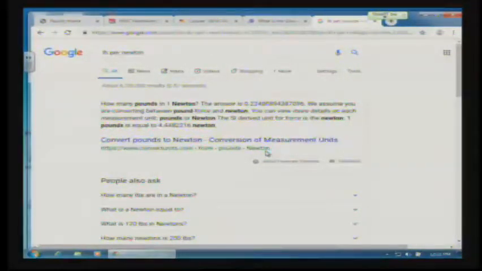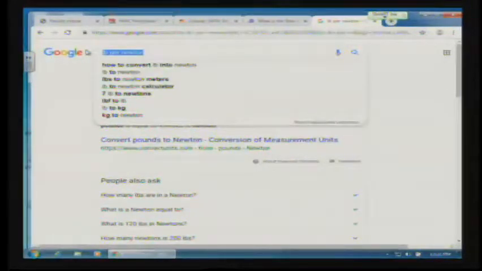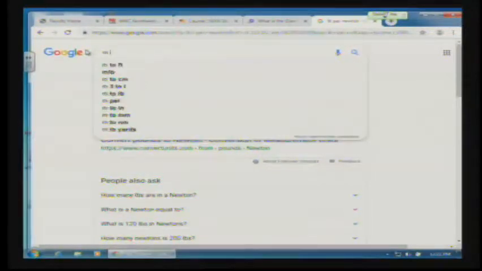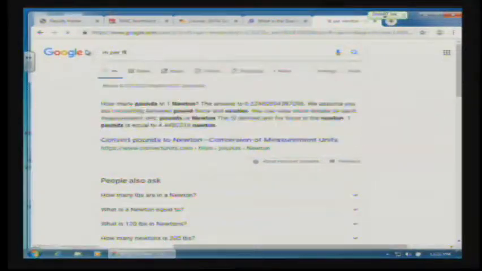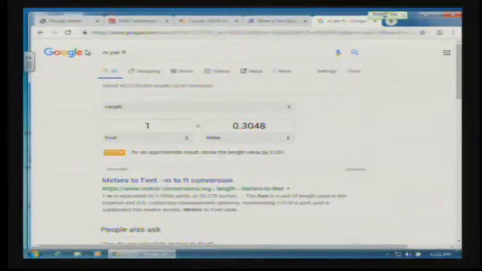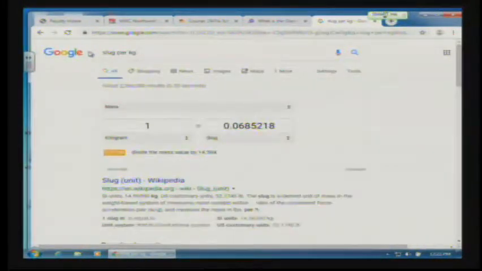And I'm just writing these down. I will flash over to that after we're done with this. Meters to feet, meters per foot. You may be more familiar with some of these than others, but 1 foot is equal to 0.3048 meters, and last, kilograms per slug, or slugs per kilogram. Slug per kilogram. Okay, so let's take a look at that. 1 kilogram equals 0.0685 and some change slugs.